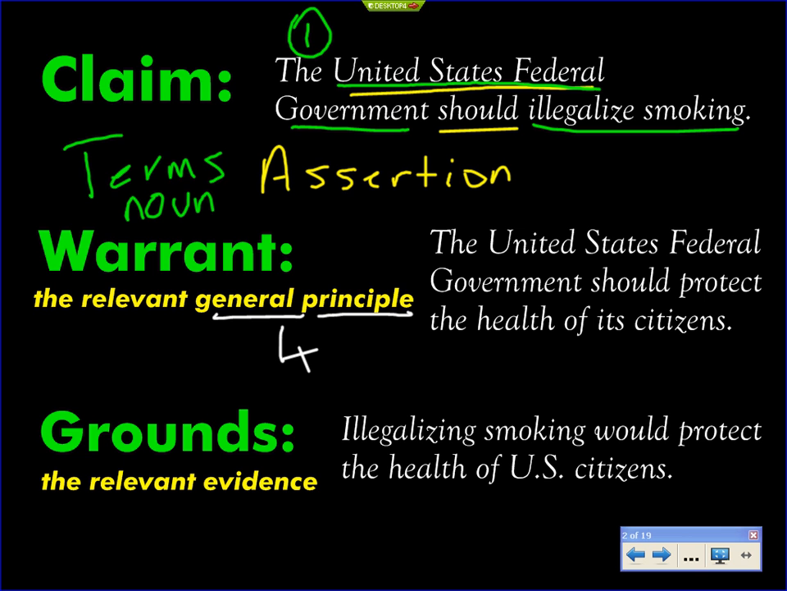I've got term one and term two. You can consider term two to be the action. So the claim is divided very easily into two parts. One is the responsible party, and two is the action that you're asking them to do. Really simple. So Emily, list yours for me again, please. Your claim.